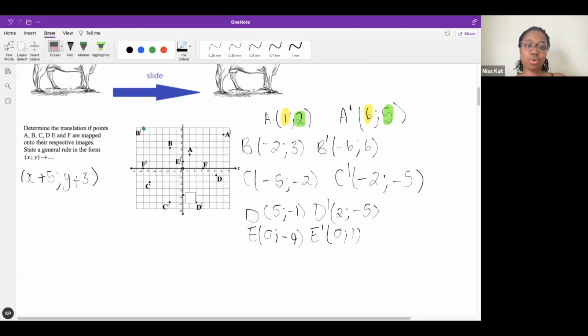Oh, we need to revise our coordinates. Okay, last one. F. My coordinates for F and F prime. F is over here. And F prime is the blue one. So what are my coordinates for F? Thank you, Jordan. 3, 0. And F prime. Thank you, Tato. That will be correct.